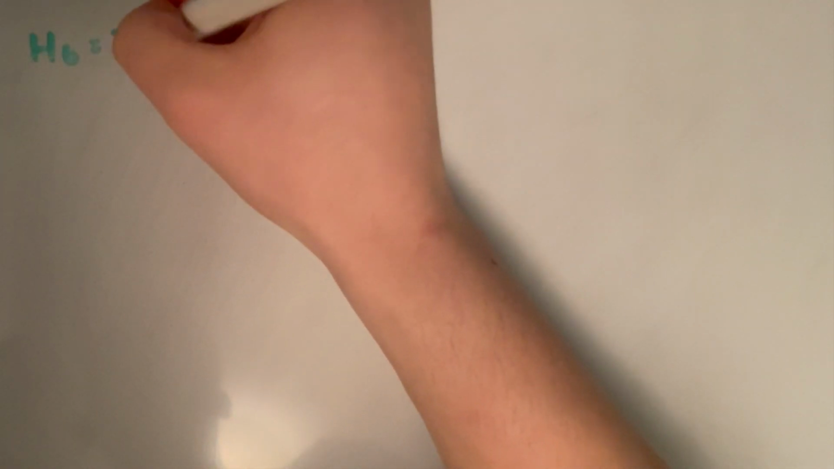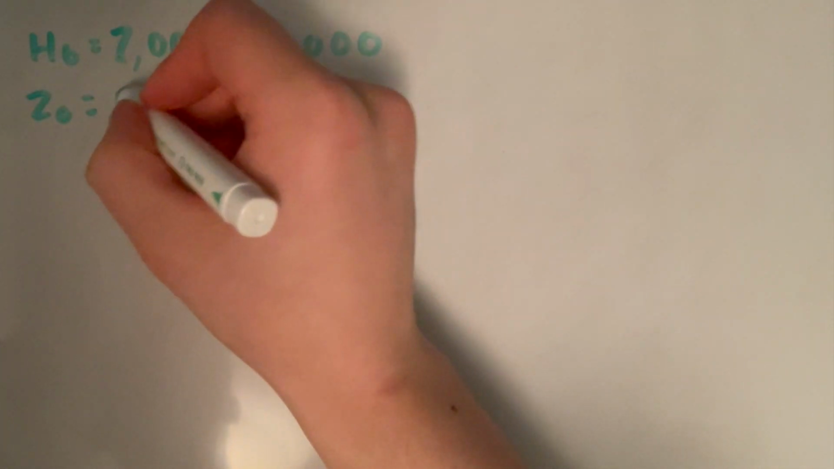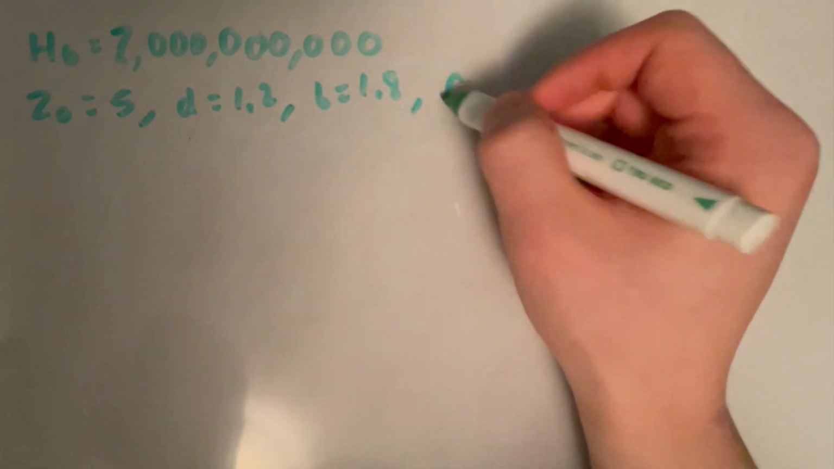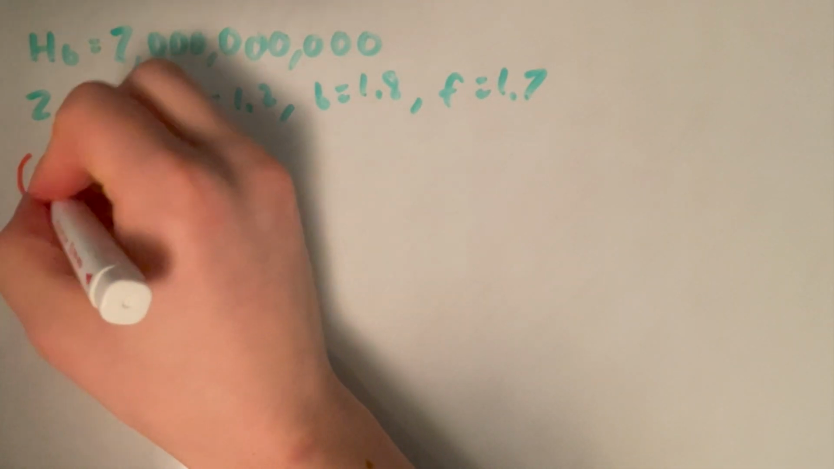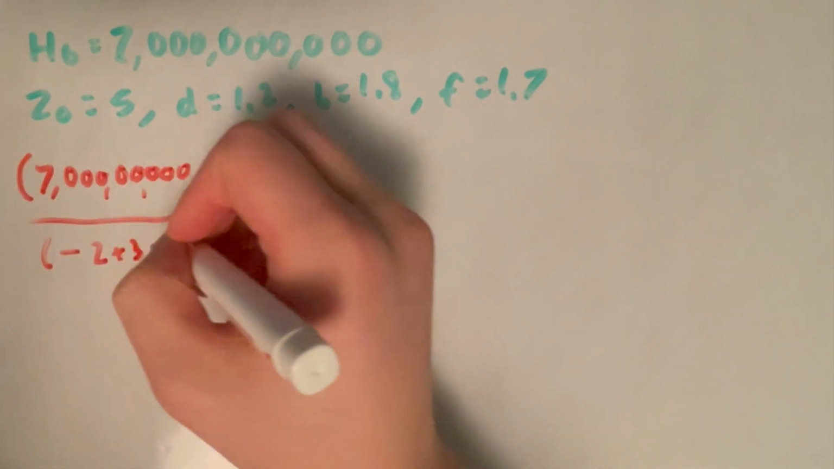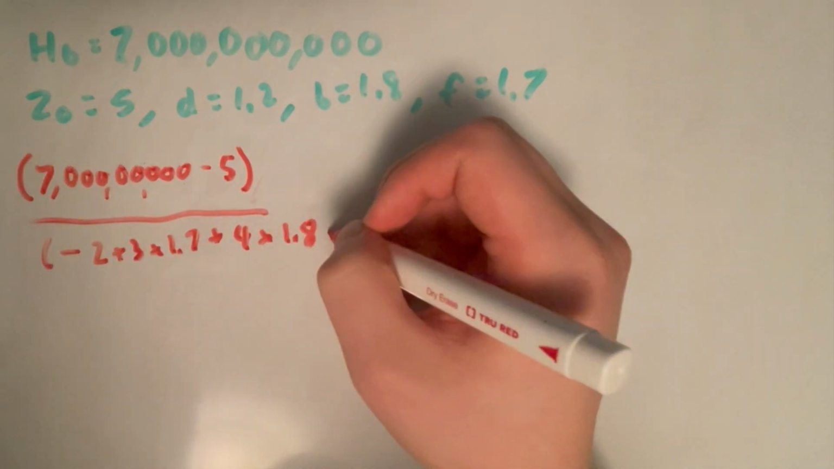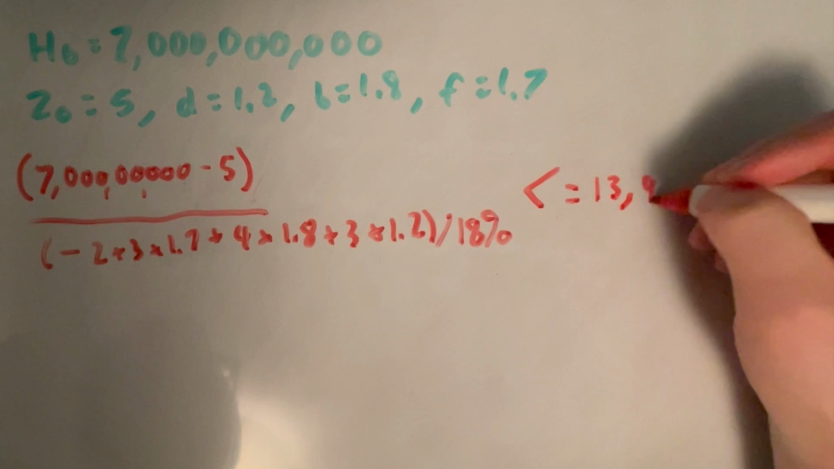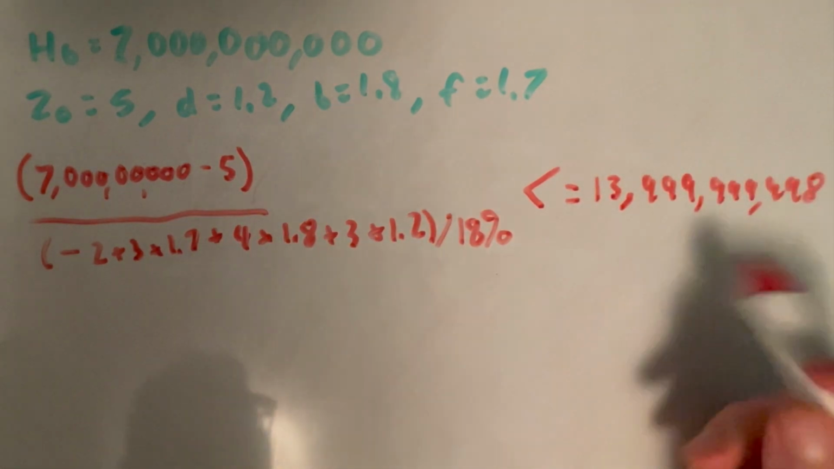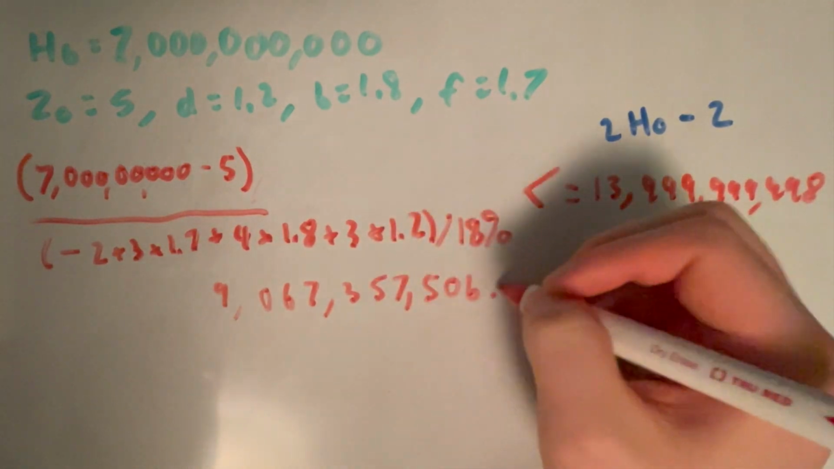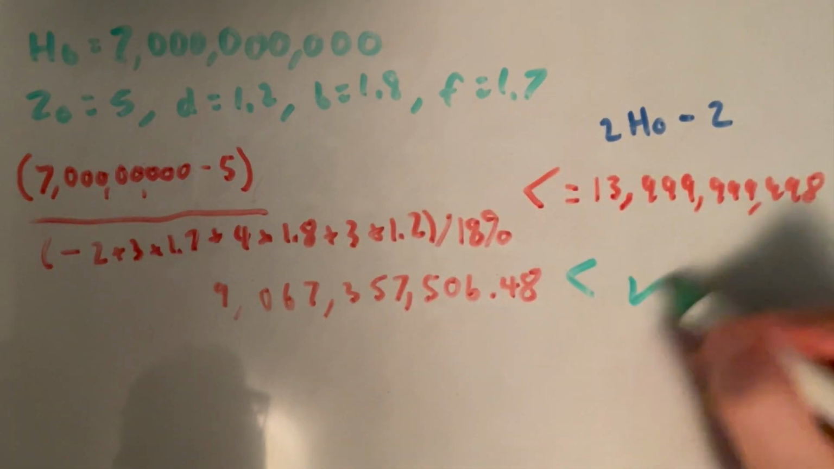Using some example numbers of h0 equals 7 billion, z0 equals 5, d equals 1.2, b equals 1.8, and f equals 1.7, the resulting calculation determines that the number of encounters needed is 9,067,357,506.48, which is less than 13,999,999,998, which is the required amount of encounters.